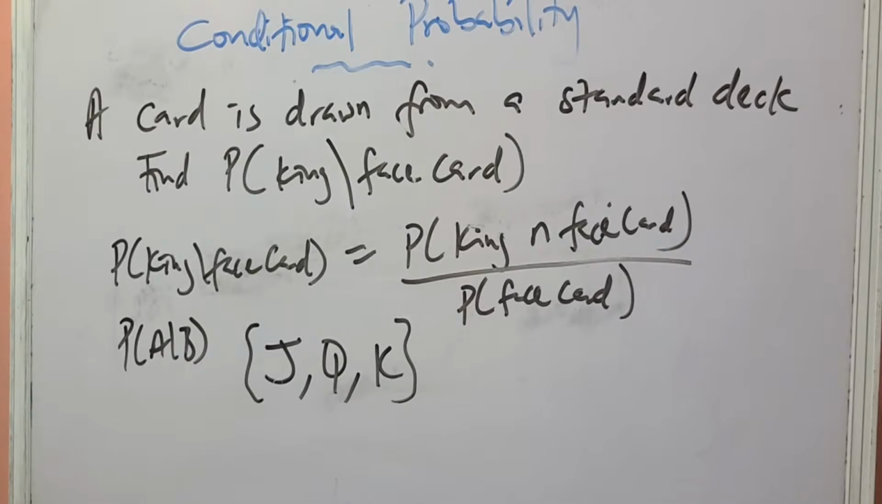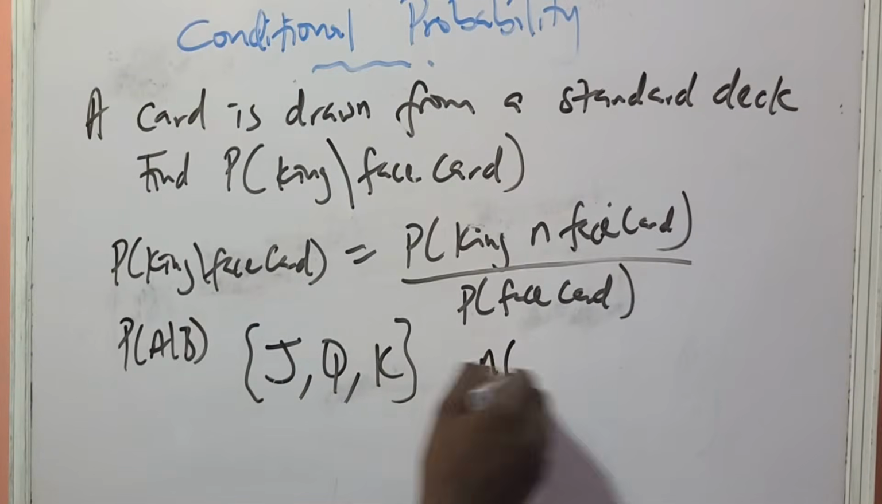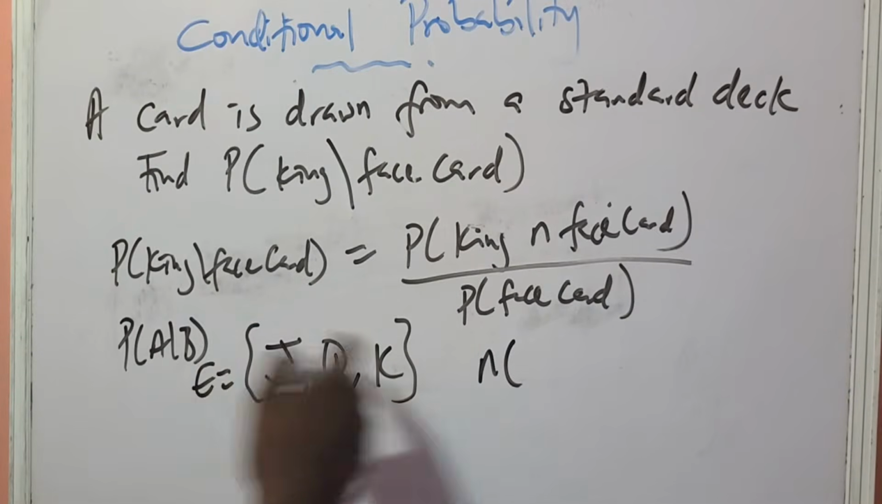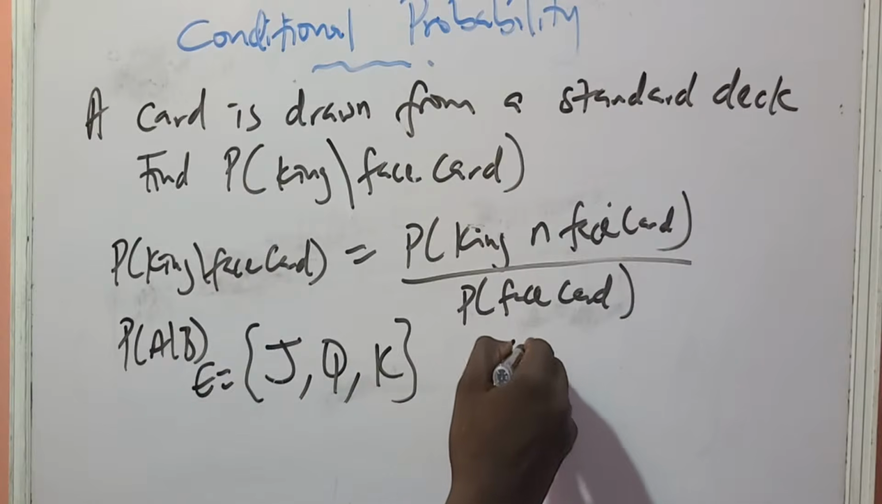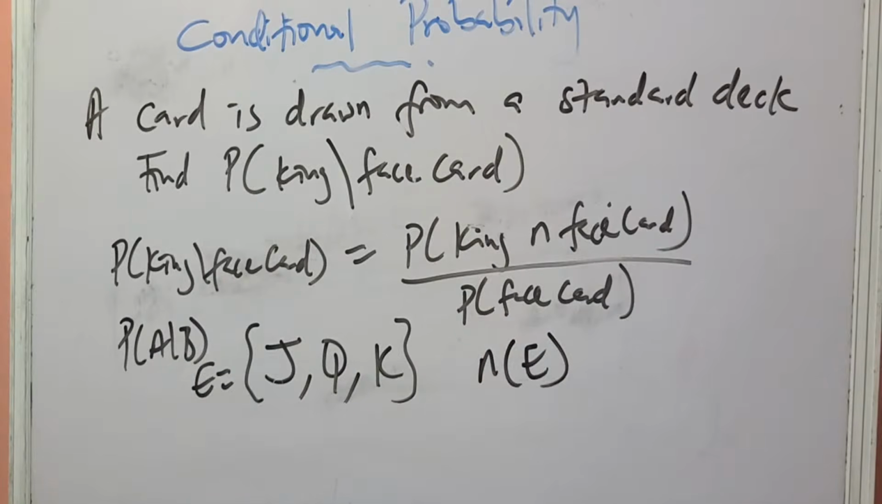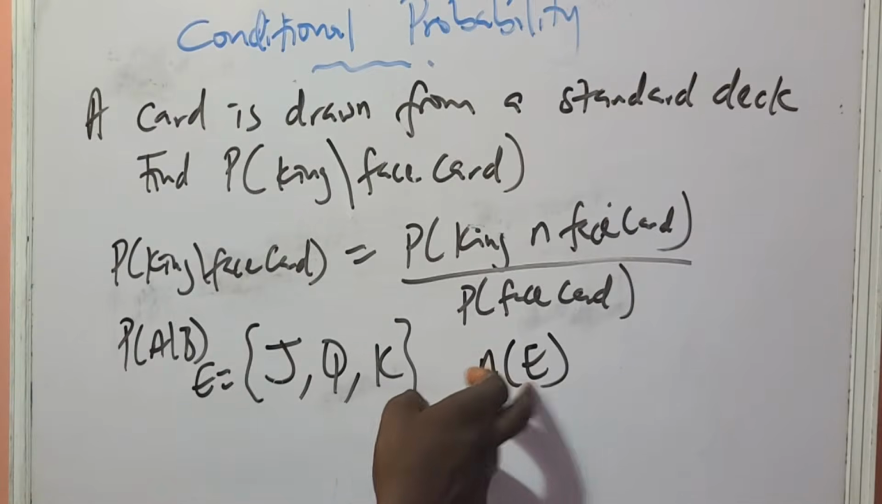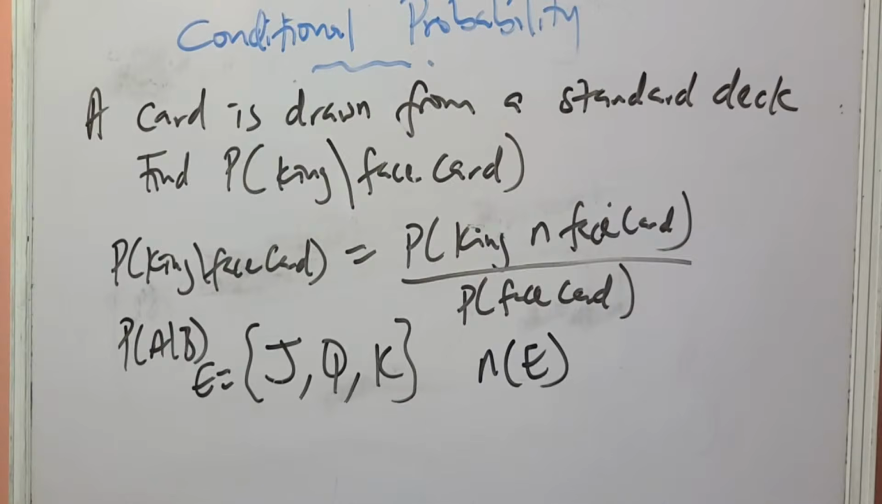So this is the event space when you are dealing with face cards. And obviously, imagine this was an event for face card. The number of elements here will be what? Can anybody give me an answer to that? What's going to be the number of elements in this event space?